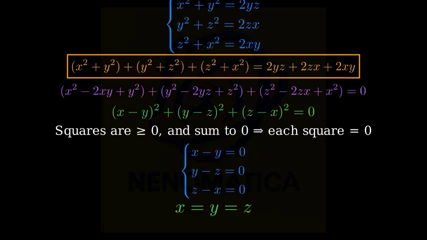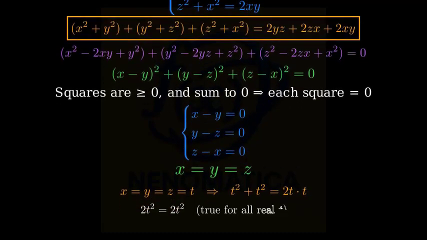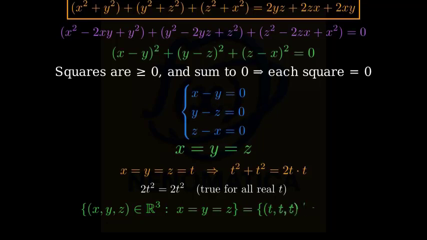Let all three variables equal a single parameter t. Substituting x equals y equals z equals t into any original equation gives 2t squared equals 2t squared, which is true for every real t. So the complete solution set is all triples where x, y, and z are equal. In set notation, it is the set of all (t, t, t), with t real.